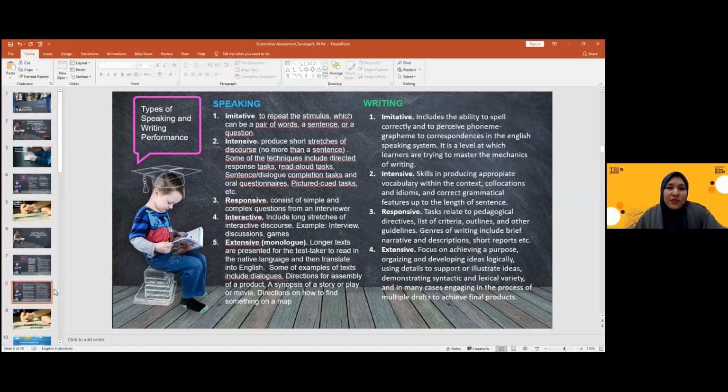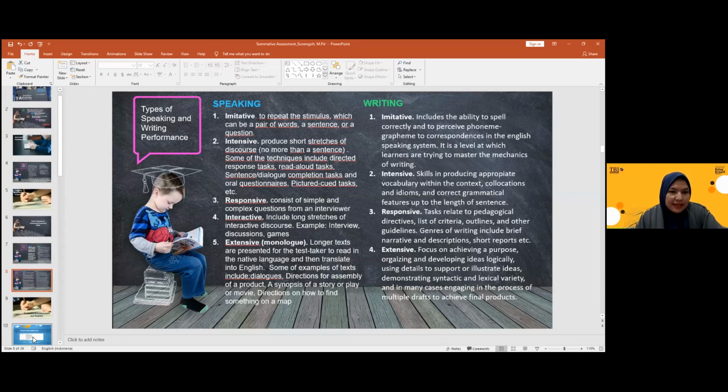Okay, both in speaking and writing, there are 4 types of performance. The first one is imitative. Usually, this kind of performance is conducted by junior high school teachers. Hello, Bapak Ibu in SMP. And then the second, it is to repeat the stimulus, which can be a pair of words, a sentence, or a question. In speaking, I can show you an example of imitative.